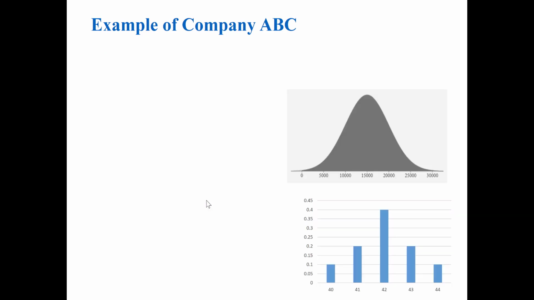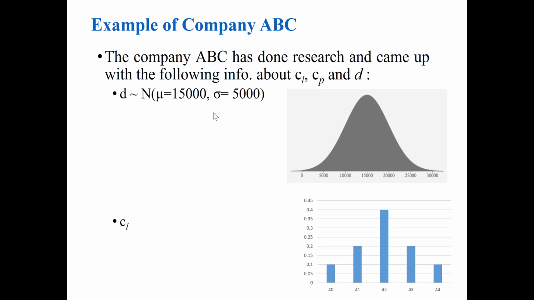Now let's suppose that the company has done more research and they came up with the following information. For example, they know the demand is a normal distribution, where the mean is 15,000 and the standard deviation is 5,000. So we have something like this. So this is a normal distribution. The mean is 15,000 and the standard deviation is 5,000.